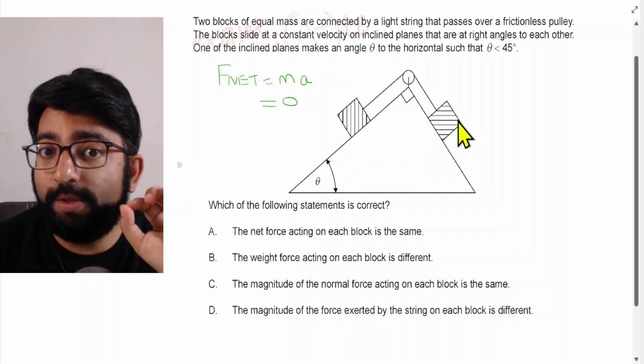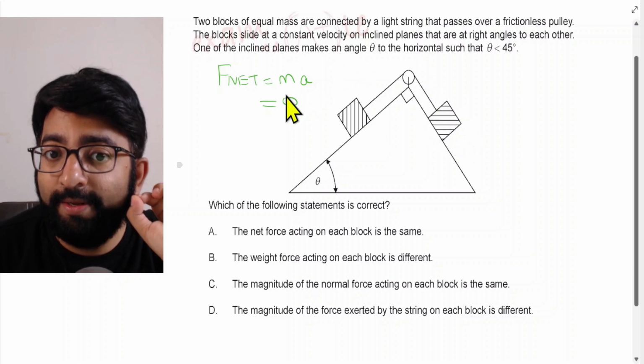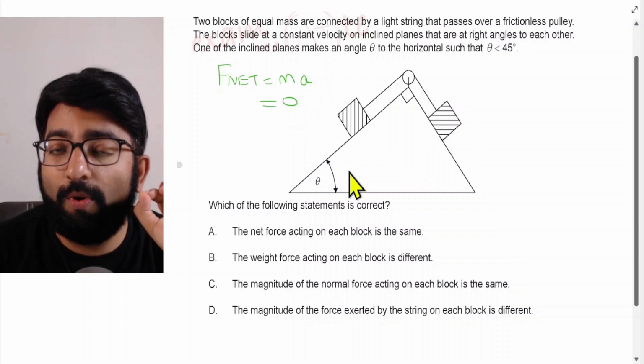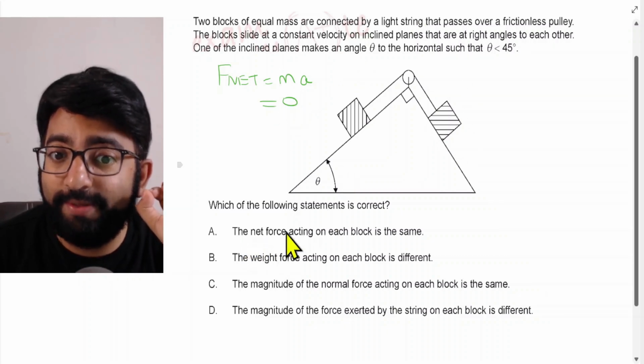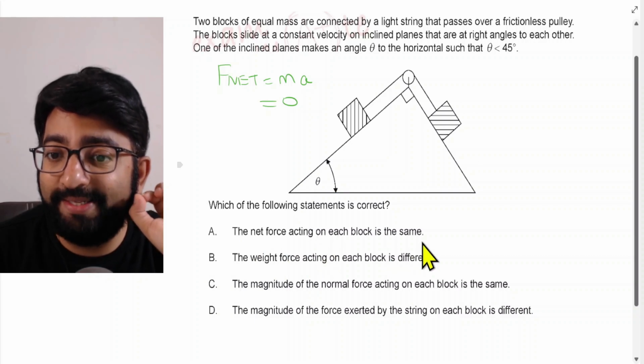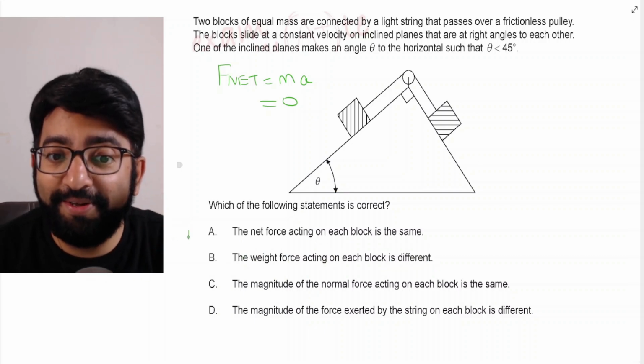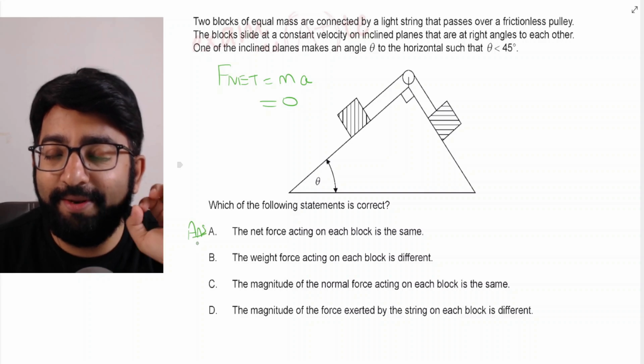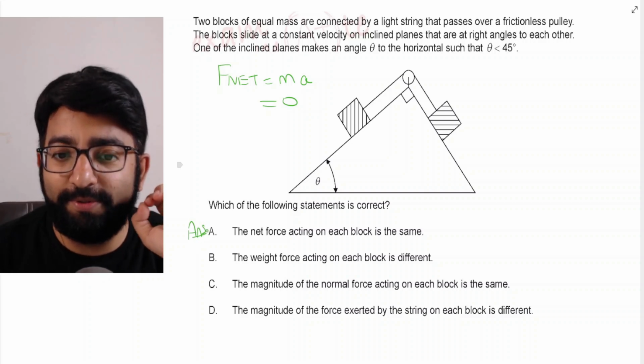Now, since both the blocks are moving at constant velocity, the net force on both blocks will be zero. And that's why the net force on each block is the same. And that's why the answer is option A. But in any case, let us analyze the other options.